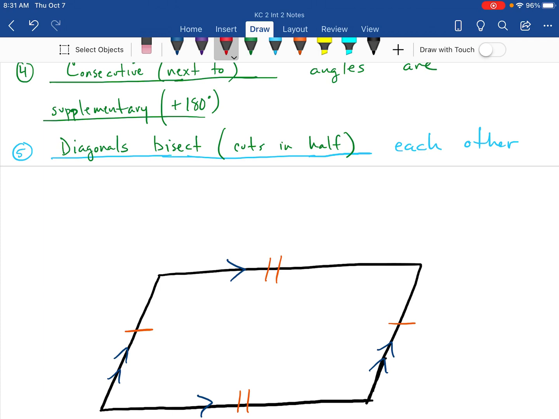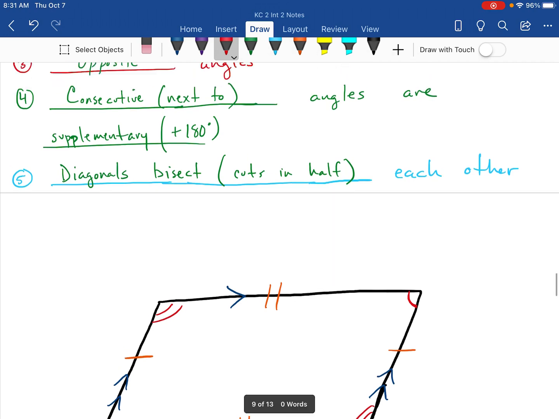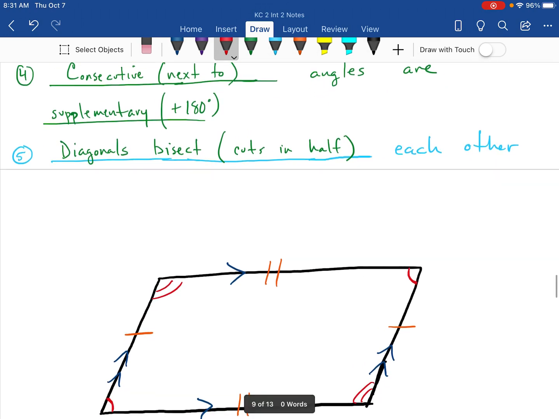Number 3, opposite angles are congruent. Now the angles opposite are right here. So the bottom left would be opposite to the top right. So those two angles are congruent. And then the top left is congruent to the bottom right. And those two angles are congruent. Those are opposite angles, okay? And they are congruent.